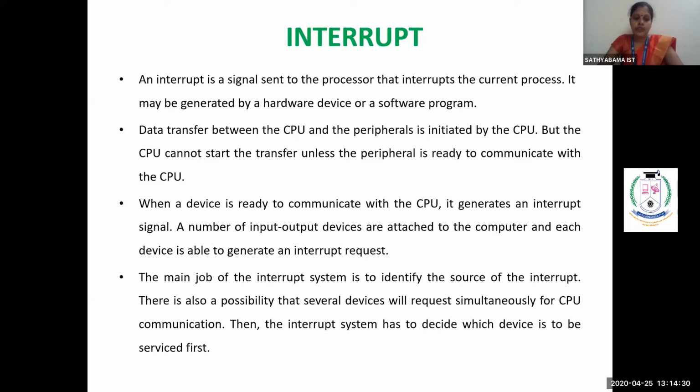The main job of the interrupt system is to identify the source of the interrupt. The peripheral devices are the mouse, printer, keyboard, everything. So we have to check which device is sending the interrupt to the CPU. That is the main job of the interrupt system. There is also the possibility that several devices will request CPU communication simultaneously. At that time you may get interrupt signals from three or four devices. In that case, the interrupt system has to decide which device is to be serviced first.